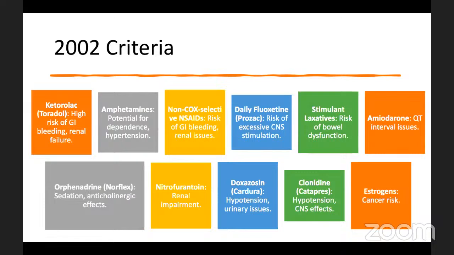Continuing the list of medications, we have the NSAIDs, which could lead to risk of GI bleeding and renal issues. Nitrofurantoin, which is an antibiotic widely used for UTIs, can lead to renal impairment in this age group. And also there is amiodarone, which can lead to QT interval issues.